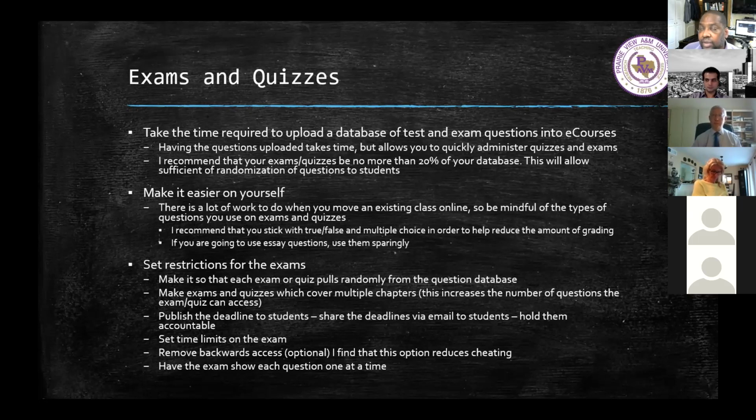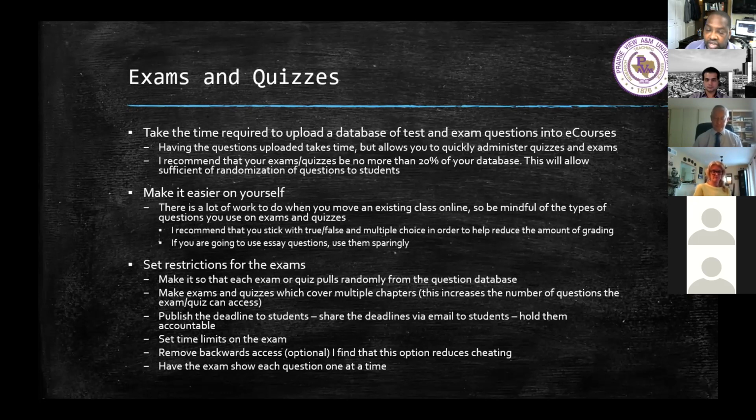You want to set time limits on the exams. You want to understand how long it takes on average for each question. It took me a couple semesters before I figured out, on average, students can complete my questions within like 2 minutes and 17 seconds per question. So I use that as a framework to build out a reasonable amount of time for students to complete an exam. I tend to, and this is totally up to everybody, remove the backwards function.